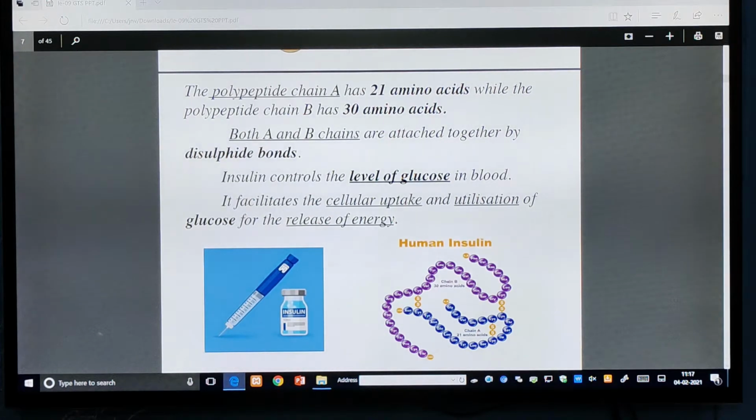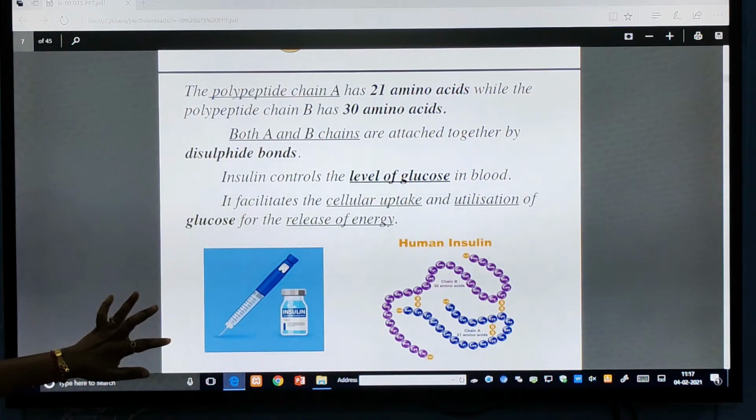Actually, why do we go for insulin? Why do we take interest in insulin? It controls the level of glucose in the blood and also facilitates the cellular uptake and utilization of the glucose for the release of energy. So energy comes from the glucose. For that you have to keep the insulin at the normal level in our body.